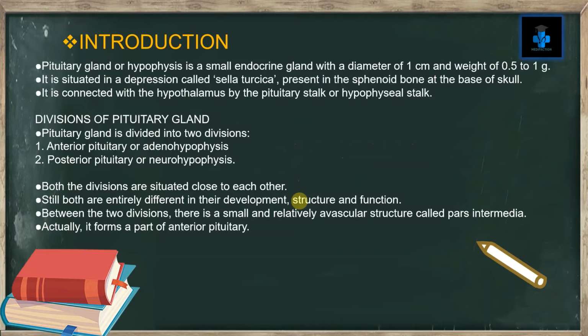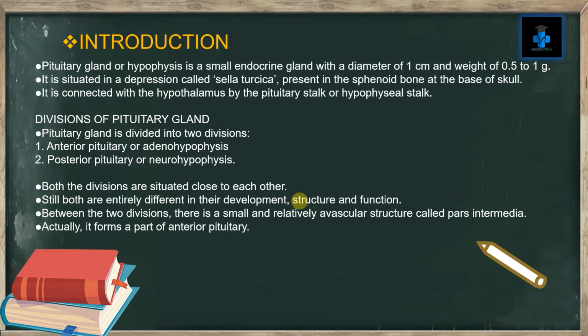Introduction. Pituitary gland or hypophysis is a small endocrine gland with a diameter of 1 cm and weight of 0.5 to 1 gram. It is situated in a depression called sella turcica, present in the sphenoid bone at the base of skull. It is connected with hypothalamus by the pituitary stalk or hypophyseal stalk.